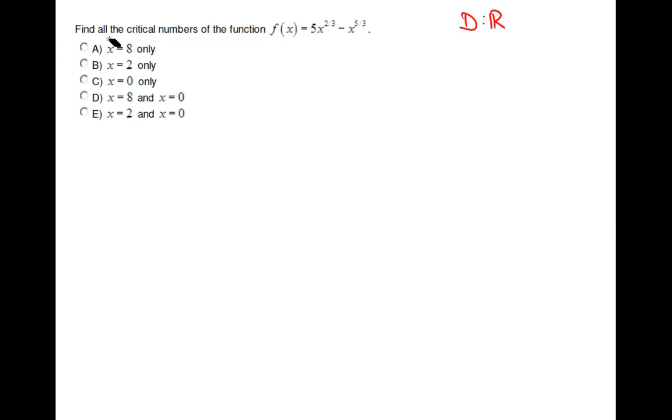Okay? That means again, I can't really exclude any options. Okay, first of all, let's find the derivative. 5 times x to the power of 2/3. This will be 10 over 3 x to the power of -1/3. And this will be 5 over 3 x to the power of 2/3. You can, of course, check if I'm doing it correctly.